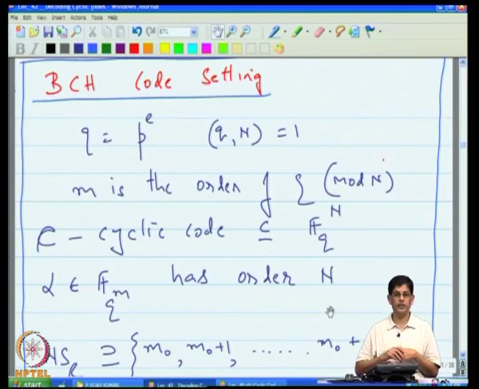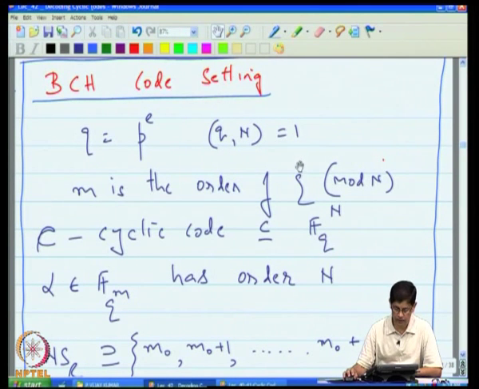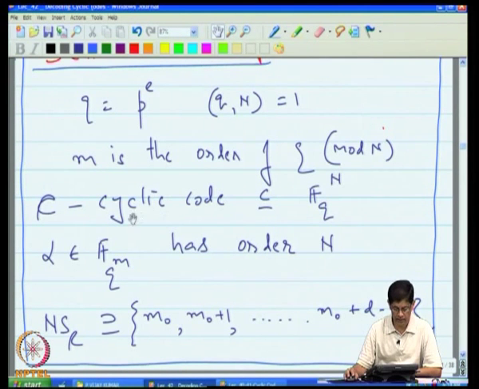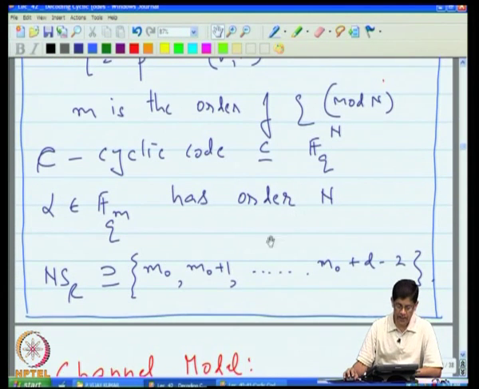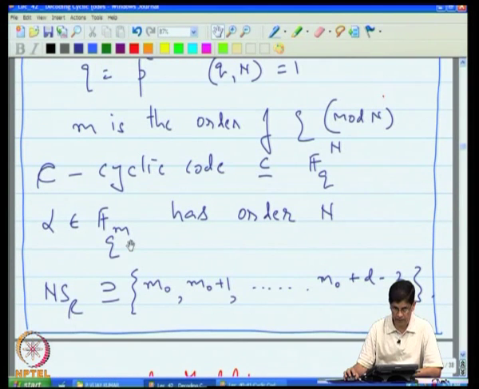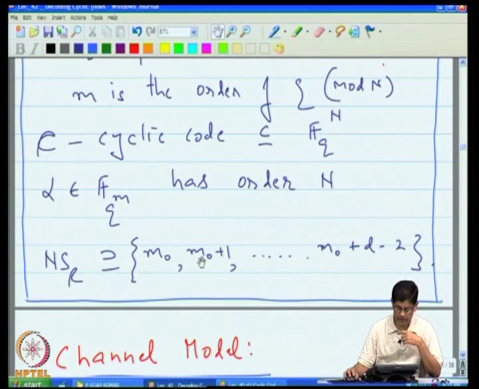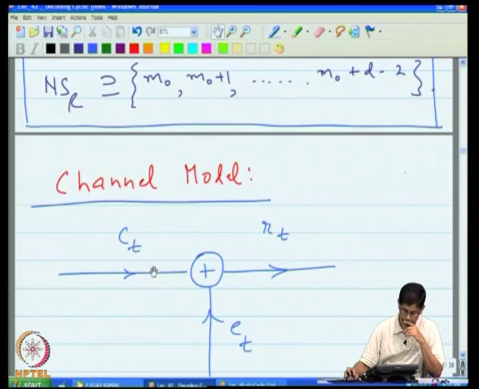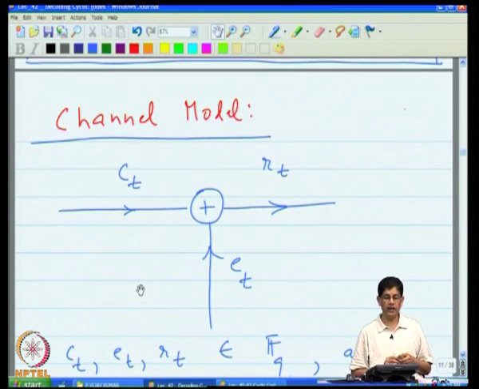Just a reminder, so what is the BCH code setting? You have q and you have block length n which is relatively prime to q. M is the order of q mod n as always. C is a cyclic code of block length n, and there is an element alpha in some extension field of Fq, meaning some field larger than Fq that contains an nth root of unity, or an element of order n. And then the null spectrum is mandated to contain a string of d minus 1 consecutive frequencies, namely these starting with m0. Now we are going to decode over a channel which is modeled as follows.